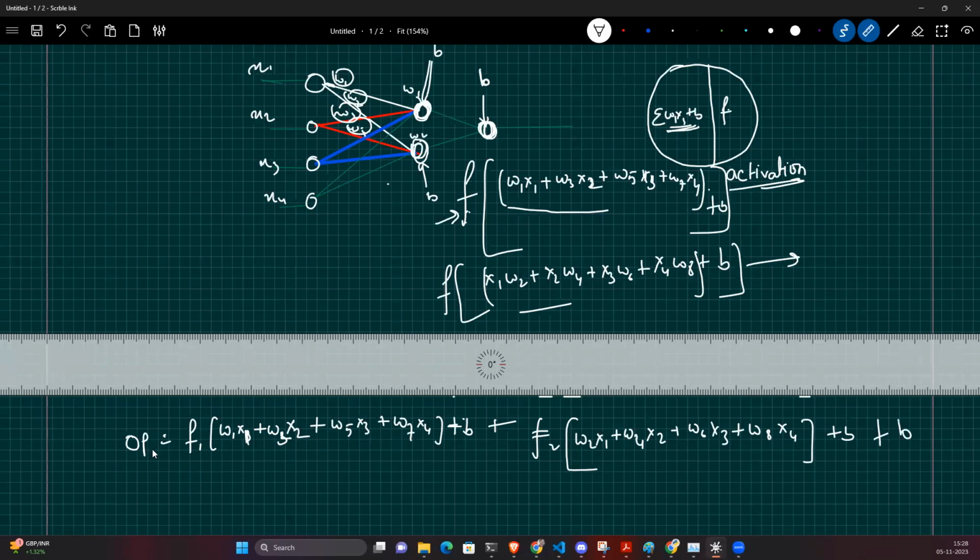Again, this is not the output of the output layer. This is the input of the output layer. Now, what will be the output of the output layer? Again, there will be one activation function, and the output comes from that.